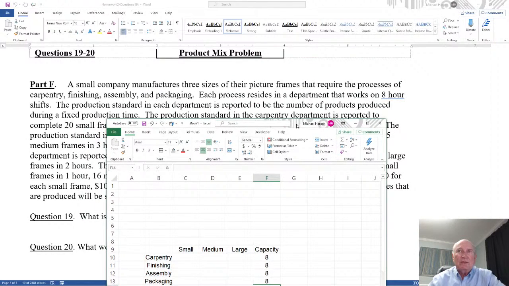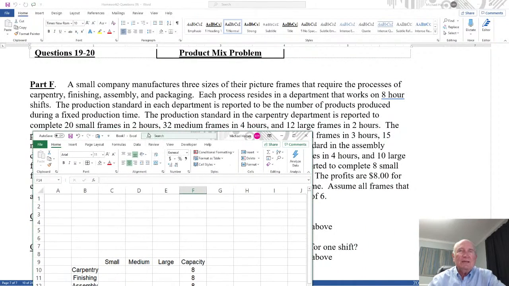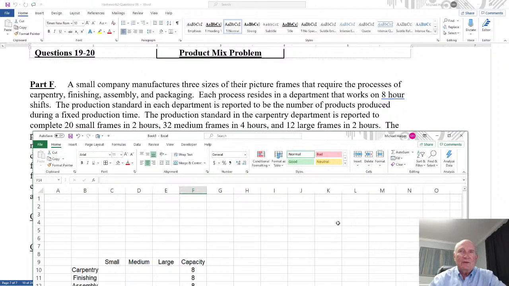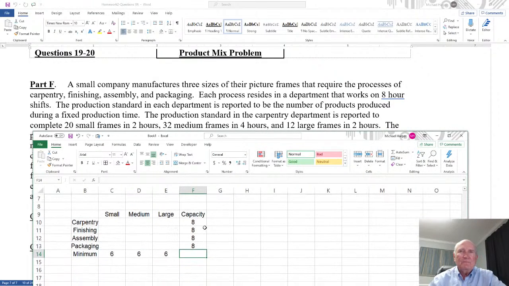The production standard in the carpentry is reported to complete 20 small frames in 2 hours, 32 in 4 hours, and 12 large frames in 2 hours. Let's just write that down here. Actually, let's write it over here. Carpentry will be 20 in 2 hours, 32 in 4 hours, and 12 in 2 hours. Okay, and let's just box this in so we don't get mixed up.